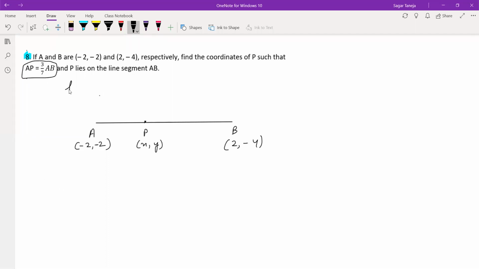First of all, write let P xy lie on line segment AB. Then it is given that AP is equal to 3 by 7 of AB. So how can we write this?